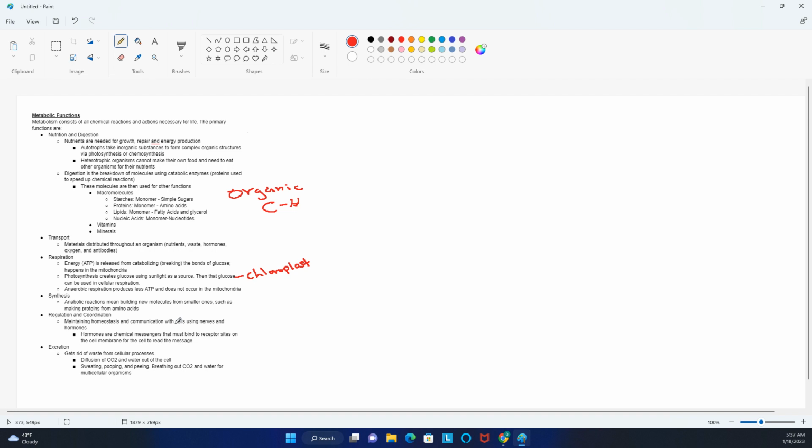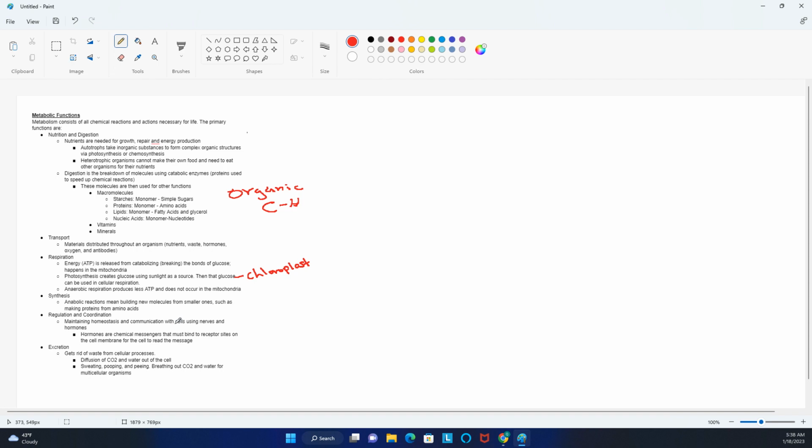So, regulation and coordination. This is how cells communicate with each other and also how the body communicates with itself. These are mainly going to be done using hormones and nerves. Hormones are chemical messages, again made of protein, that must bind to receptor sites on the cell membrane so the cell can read the message and then do the corresponding action. Usually nerves are going to be for quicker actions, say like a reflex or a thought. Hormones are going to be long-term actions, like converting your puberty body from a prepubescent child to a teenager.